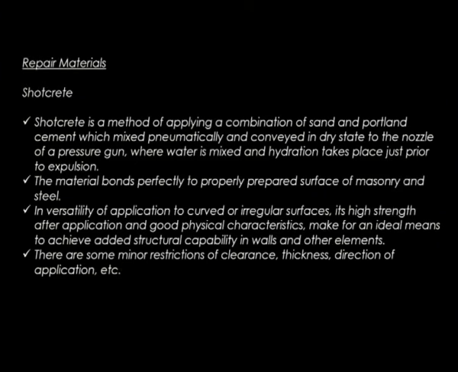That is why the first material, shotcrete, is a combination of sand and Portland cement, converted in dry state and added to the nozzle of a pressure gun, and then the water is mixed and that is where the hydration takes place and then we expel it. The best part about this method is that it bonds perfectly to properly prepared surfaces like masonry and steel, and makes it look new.